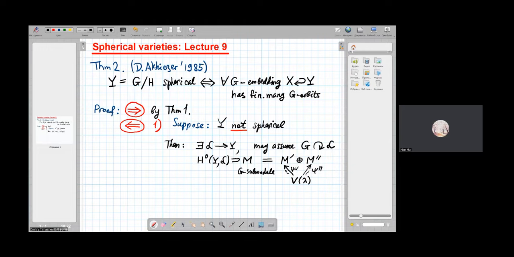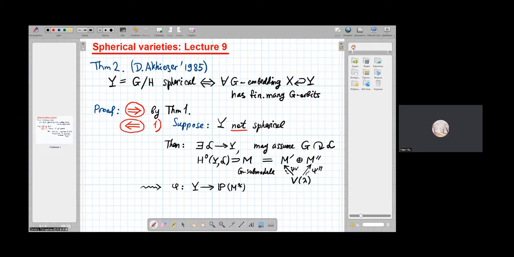Since Y is not spherical, we have a line bundle over Y such that the space of global sections of this line bundle contains two irreducible submodules which are isomorphic to each other. Okay? And this gives rise to a morphism, phi, from Y to the projectivization of the dual space M star, as we know.